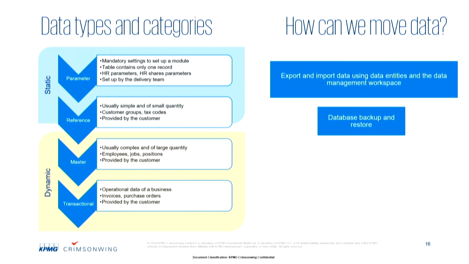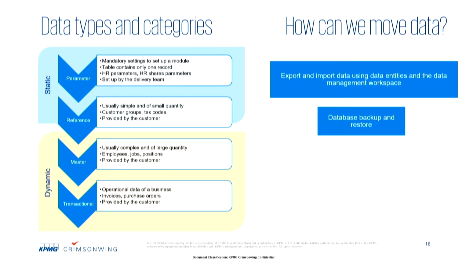Parameters are usually set up by the delivery team, while reference, master, and transactional data is usually provided by the customer. Another way to categorize the data is to look at whether they are static or dynamic. Static data, once set up in a solution, will not change anymore, as opposed to dynamic data, which does change. For example, employees leave and join the company. All parameter data and a large amount of reference data is static, while a small amount of reference data and all master and transactional data is dynamic.